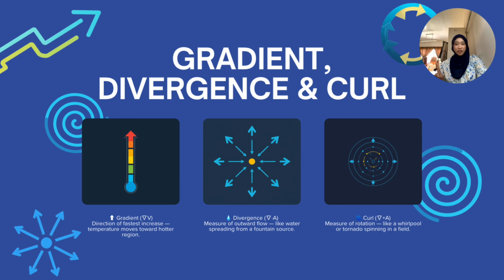Next is divergence. Imagine water flowing out of a fountain. The water spreads outward in every direction. A positive divergence means the field is acting like a source, while a negative divergence behaves like a sink where the field flows inward. Curl measures rotation. A simple example is water spinning around a drain or a tornado. If the curl is zero, it means there is no rotational motion in the field.